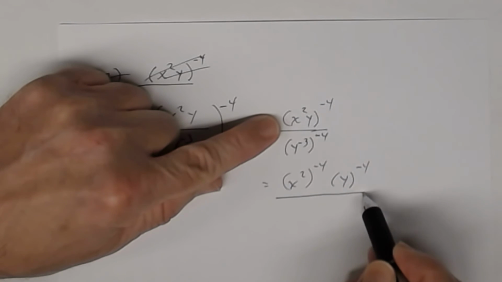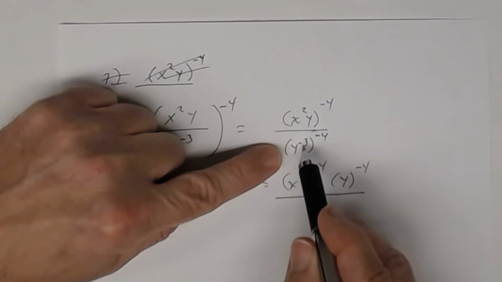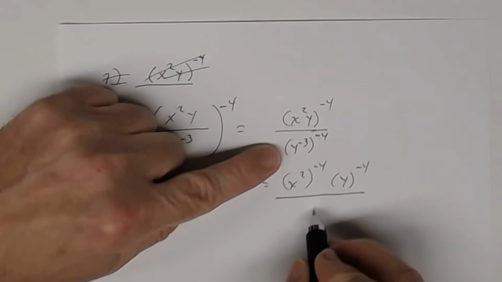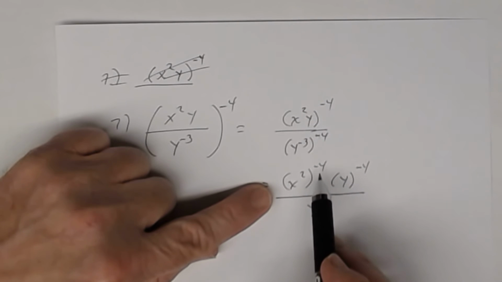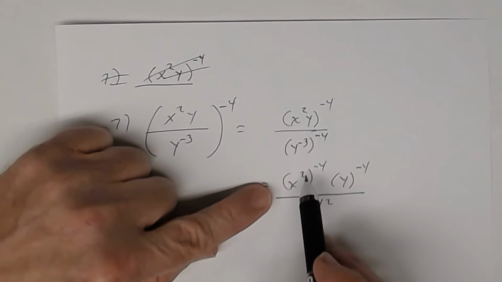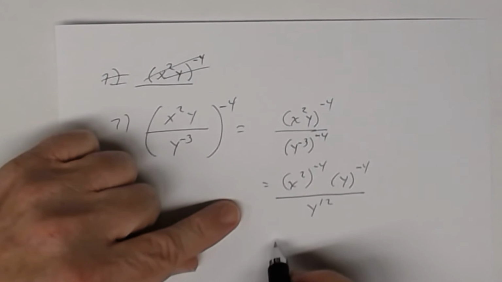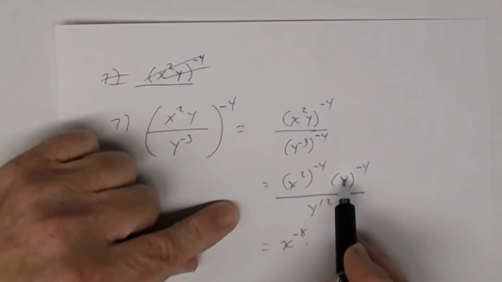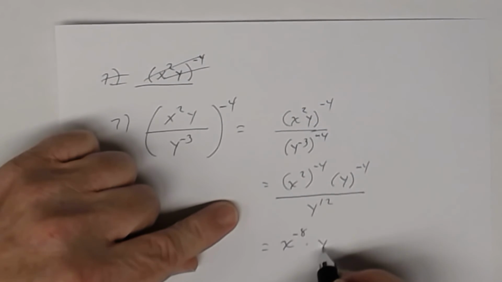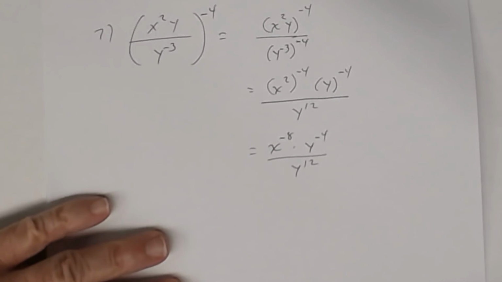And so now in the denominator, the power rule, negative 3 times negative 4 is 12, so it becomes y to the 12th. Okay, now let's go ahead and use a power rule here. 2 times negative 4 is negative 8, so I get x to the negative 8 times y to the negative 4th divided by y to the 12th. Okay, so that's where I'm at.